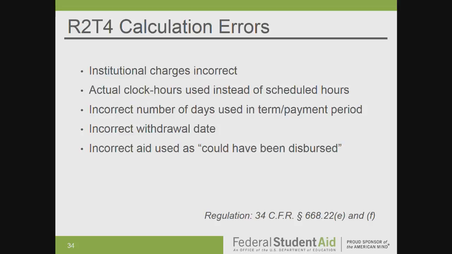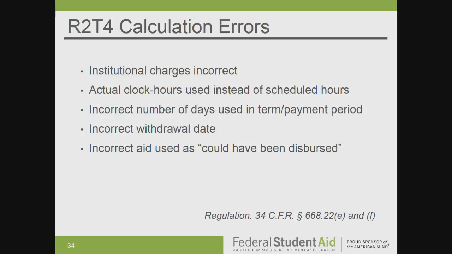Finally, aid that could have been disbursed. If you include aid that could have been disbursed, let's say you just disbursed late in the term, but the student was eligible, the important point here is to make sure that the student was eligible at the time of withdrawal. You want to make sure that you have originated the loan through COD. You want to make sure that the promissory note has been signed, and if they had a C code, you want to make sure that that C code is resolved. So make sure that student is eligible at the date of withdrawal if you include aid that could have been disbursed in the calculation.